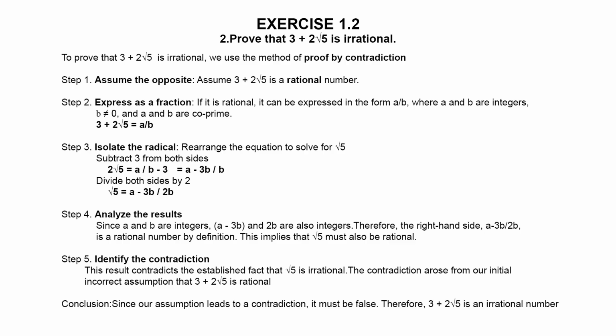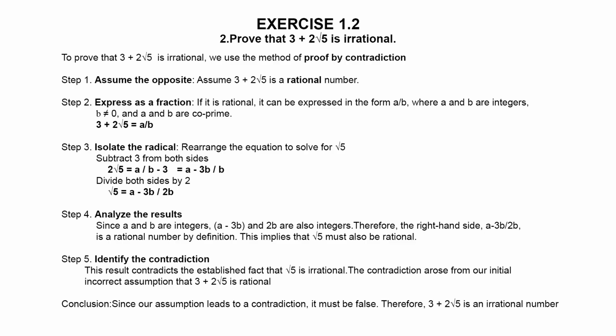Step 2. Express as a fraction. If it is rational, it can be expressed in the form a/b, where a and b are integers, b not equal to 0, and a and b are coprime. 3 + 2 square root of 5 = a/b. Step 3. Isolate the radical. Rearrange the equation to solve for square root of 5.